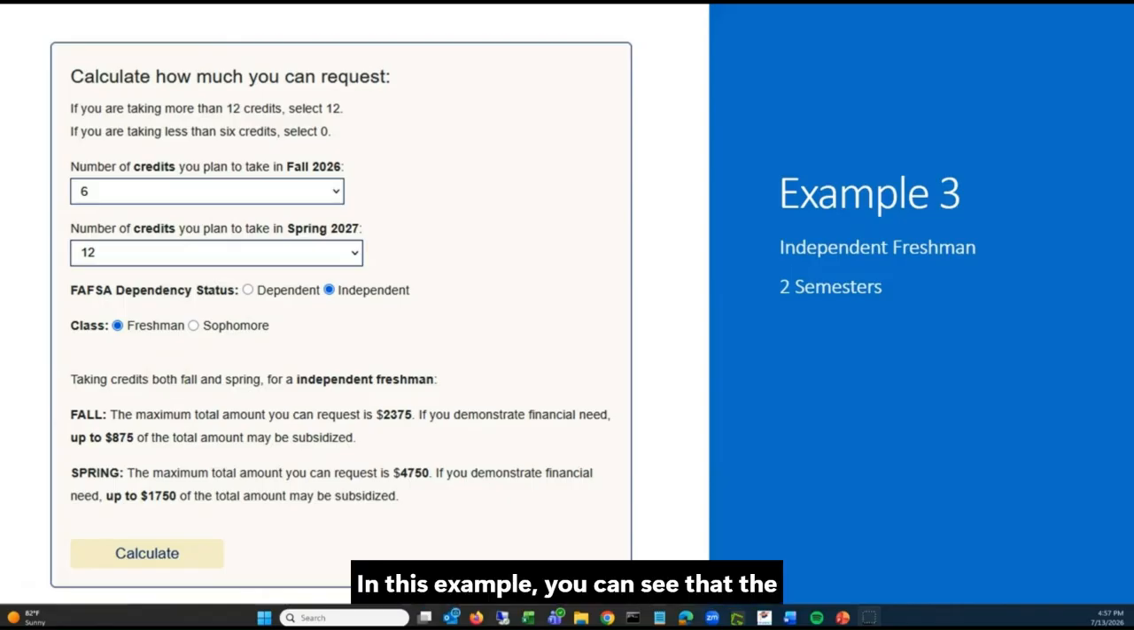In this example, you can see that the student is independent, so the amount available for 6 fall credits is higher than in the first example we looked at. Similarly, the amount would be even higher if the student was a sophomore.